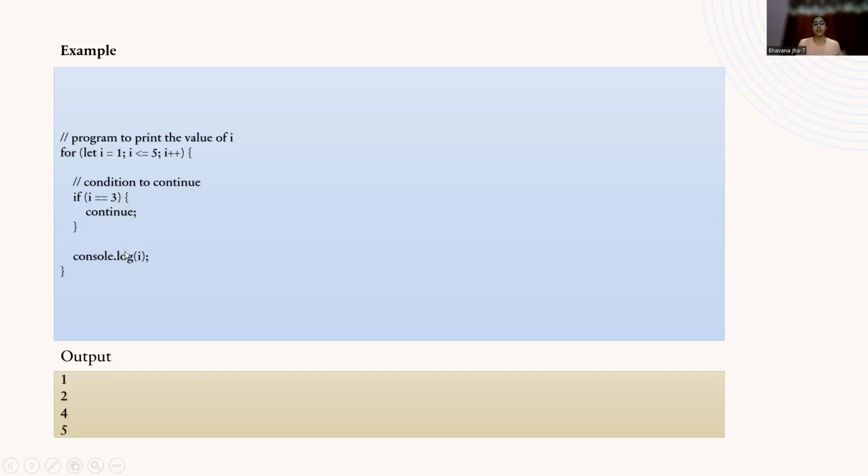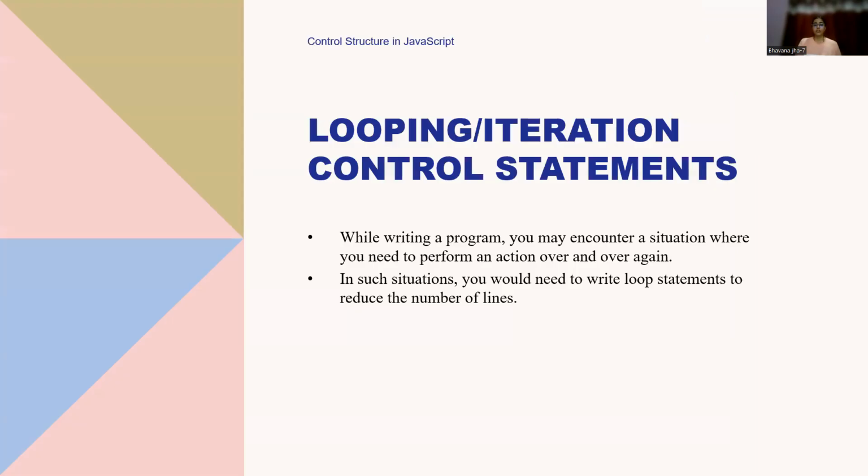So this is the continue statement. This is all about the continue statement. Let's move on to our next type of control structure, that is looping and iteration control statements. What is a loop? Why do we use a loop?